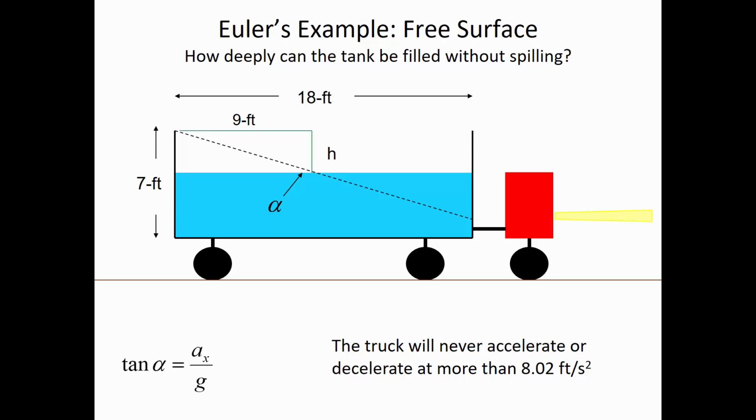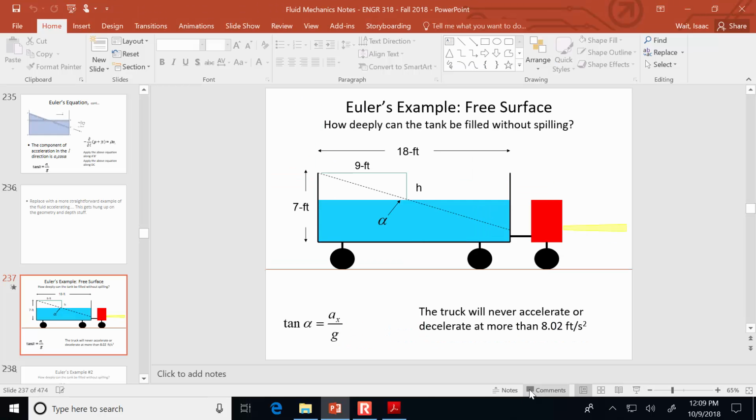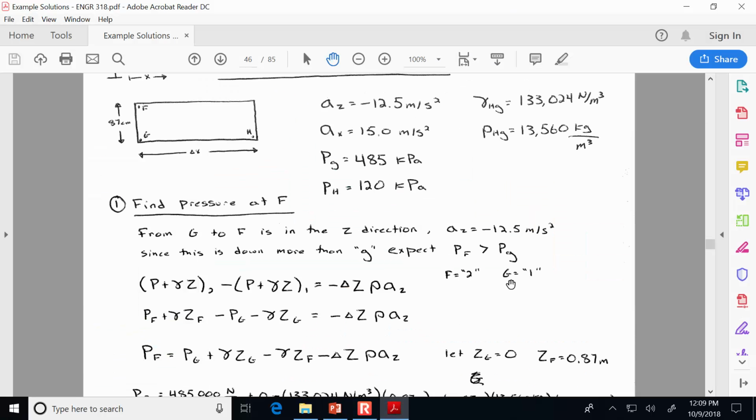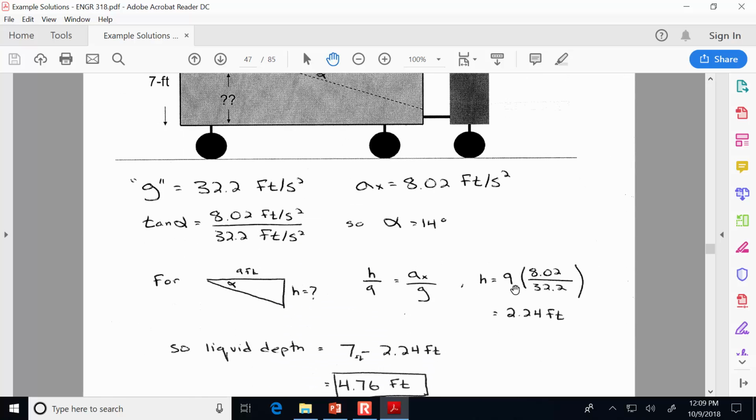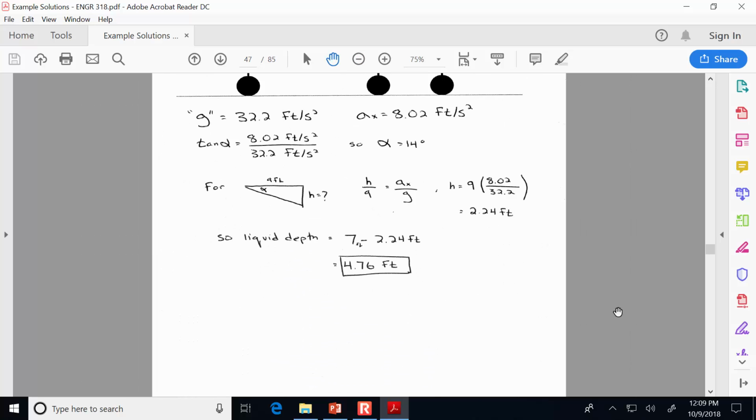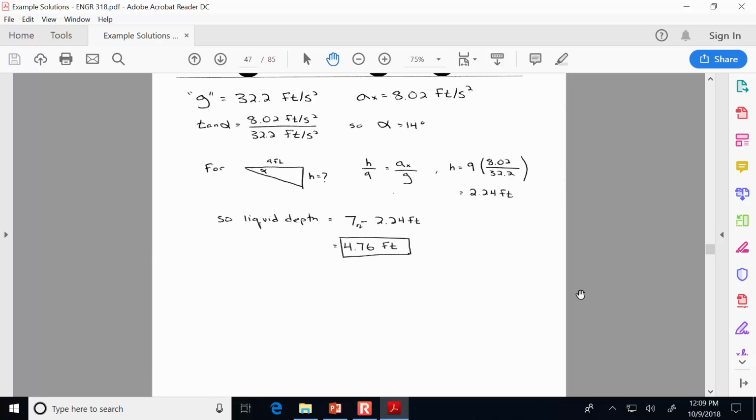That means the maximum fill depth is going to be 7 feet minus that distance h. So the maximum fill depth will be 7 minus 2.24, which should be 4.76 feet. Anybody else get that same amount, 4.76 feet? Yeah? Okay.